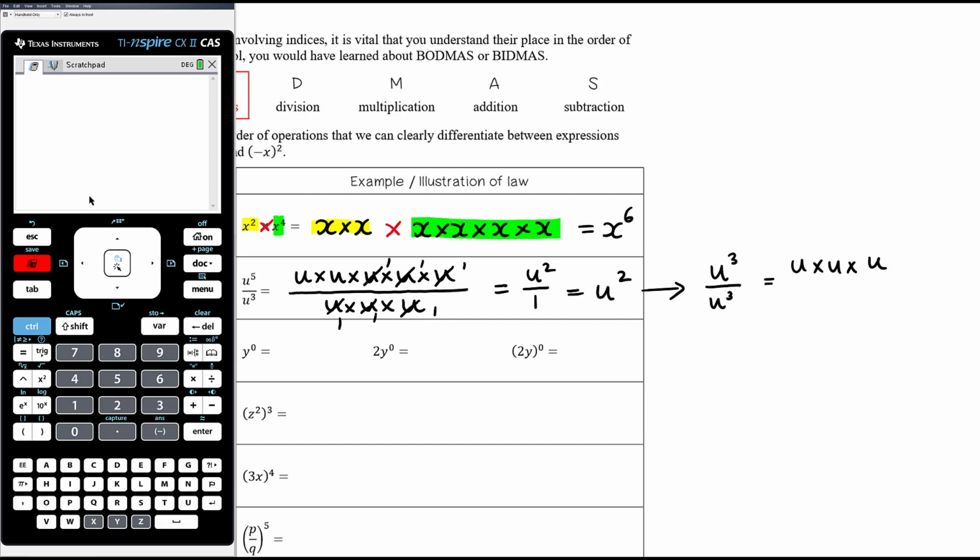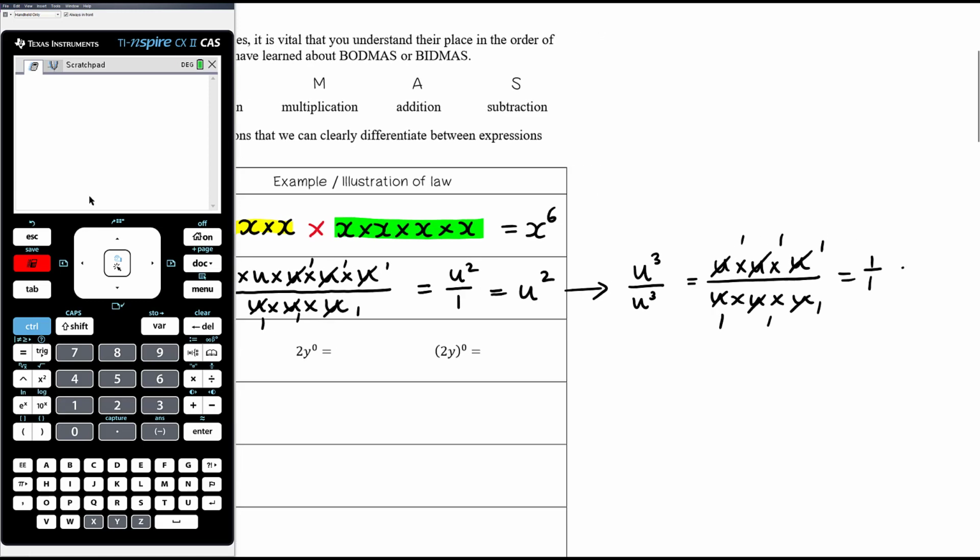That's u times u times u on the numerator over u times u times u on the denominator. And we know from simplifying our fractions, we can divide top and bottom by u, divide top and bottom by u, and divide top and bottom by u, and we just have 1 over 1 left, which is just 1. And that makes sense, because anything divided by itself is 1. However, if we were to think about this using our index laws for dividing when we have the same base, this is u to the power of 3 minus 3, which is u to the power of 0.